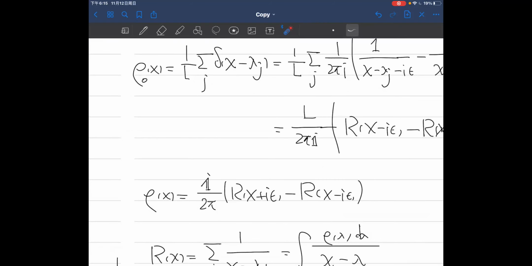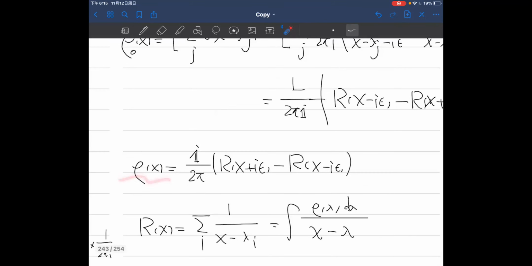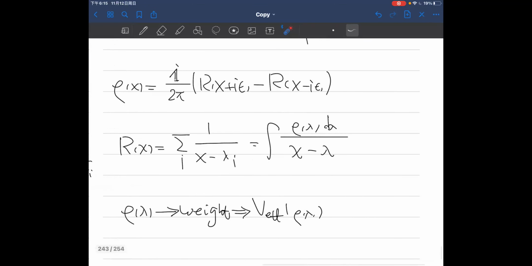Okay, so let me see here. Well, this is rho. Sorry, rho is equal to this one. So the density is equal to the discontinuity of the resolvent across the real axis. That's great. Then what can we get from this definition? We can just write R(x) as, first a summation, then you can write it as an integral. It's great.